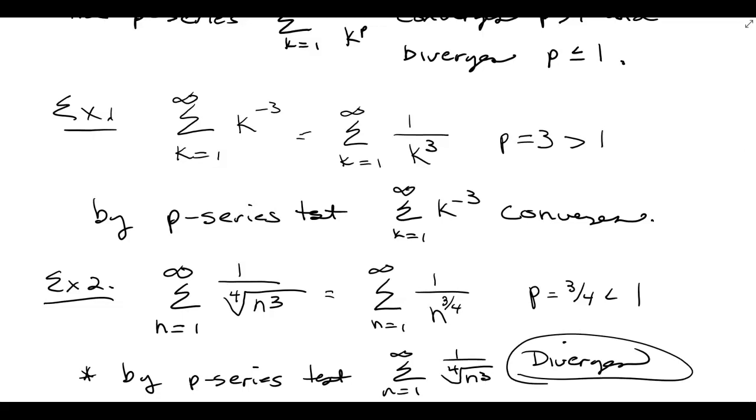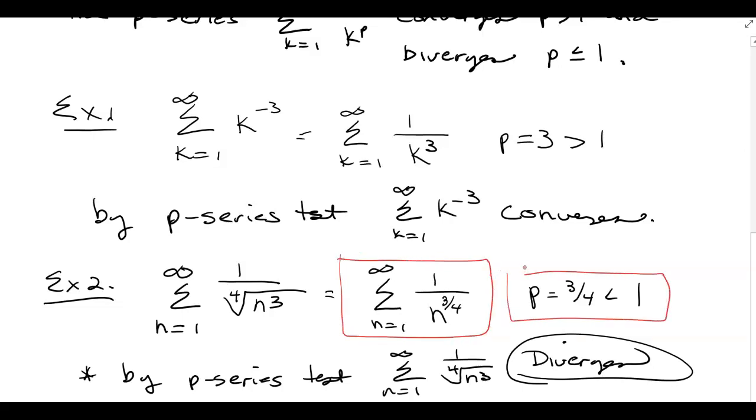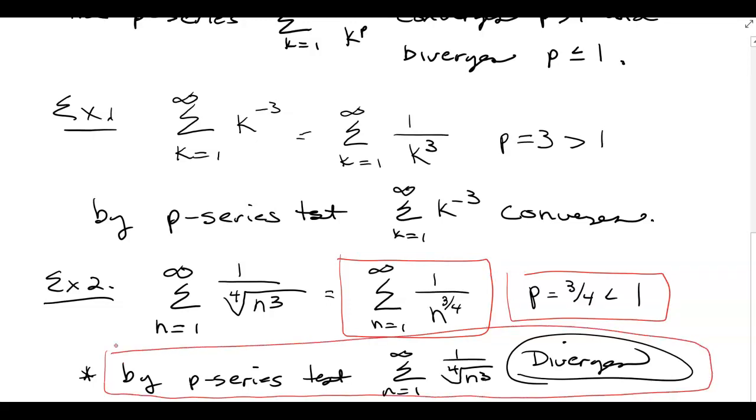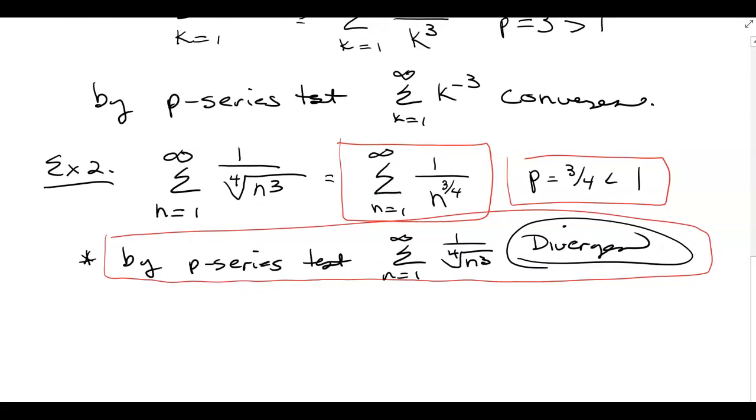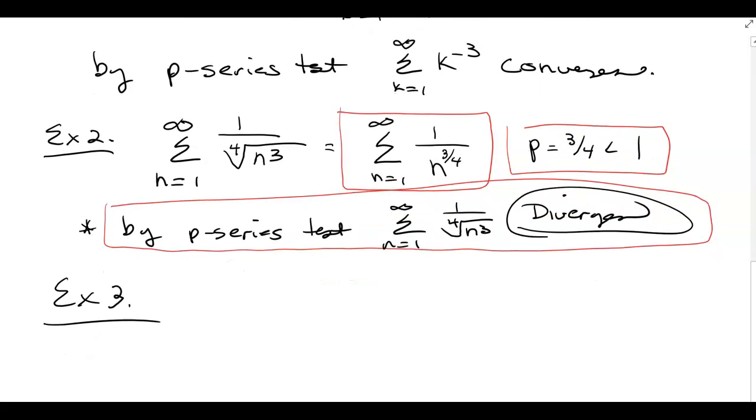All right, but in order to show that, you have to show me you recognize what p is. So, what do I expect to see on a test? Well, I expect to see it rewritten. I expect to see what your p is, and then I expect you to tell me that you actually used the p-series test. All right, one more. And I said this video will be short.